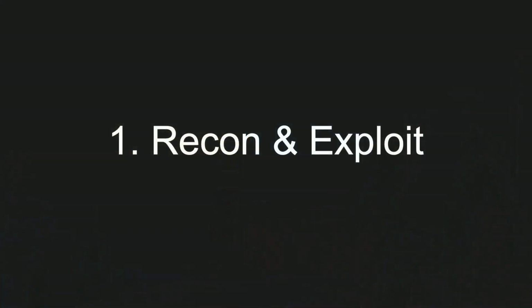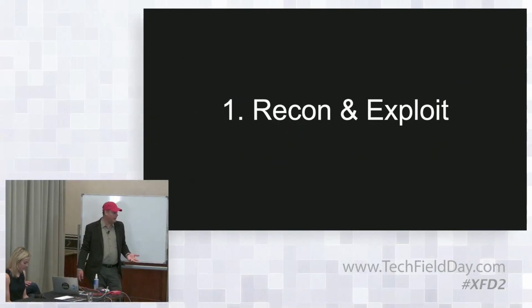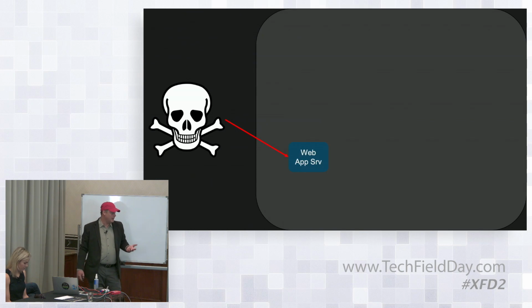It goes through, so step one. This is red versus blue stuff, so I'm going to put on my red hat here, and we're going to go through step one, which is our recon and exploit. So in the scenario, I am outside your network. I'm the bad guy. I do know that you have a web application server sitting somewhere. I think it's inside the walls of your network.